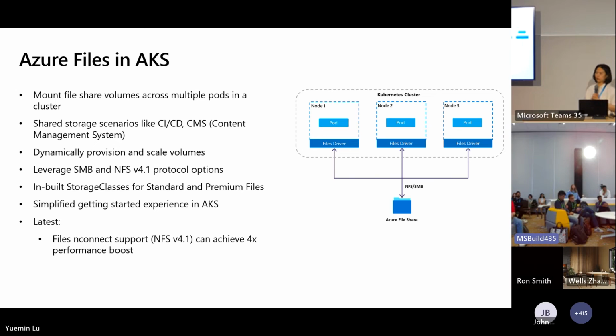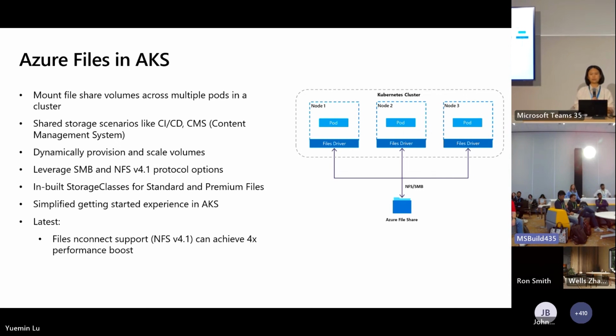Then we'll pivot to Azure Files, which is the general purpose file solution that is well fitted for scenarios like DevOps, CI/CD, and container management systems like WordPress. On this note, for Files, one of the key asks we hear from all of you is about performance. So how can I actually maximize the performance I'll be able to get from Files from a single pod or a single client? So we recently released Files NConnect support.